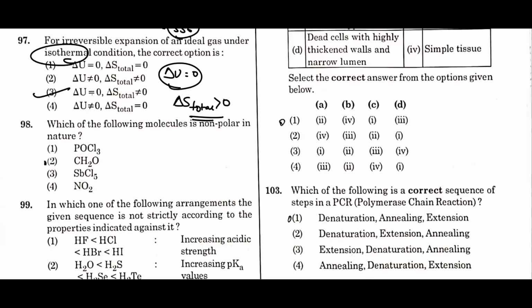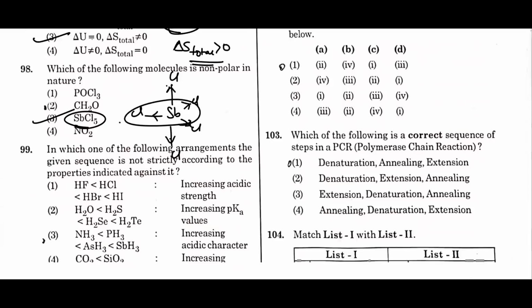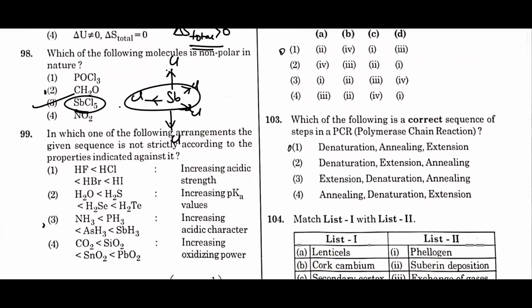Which of the following molecule is non-polar in nature? If you observe the SbCl5, its structure is trigonal bipyramidal geometry. Here both are in opposite direction, so both pull away from each other, and all these are in different directions with 120-degree angle. These three, and these two are in opposite direction, so it is non-polar even though electronegative atoms are present. Option 3 correct answer.